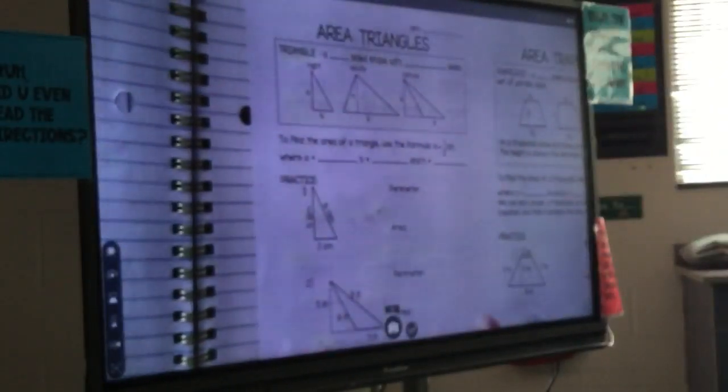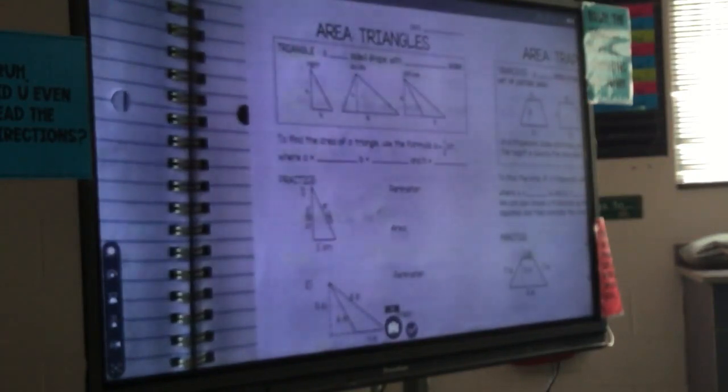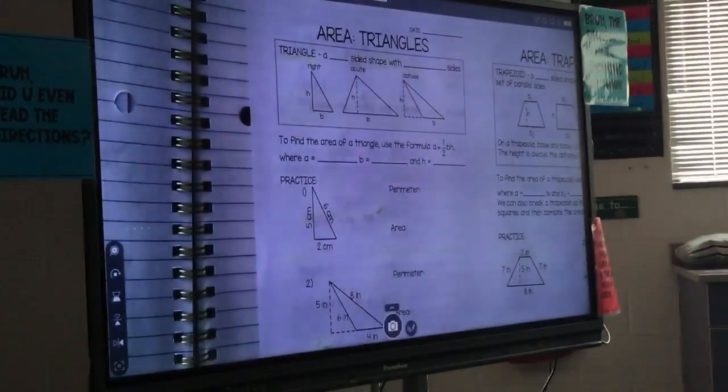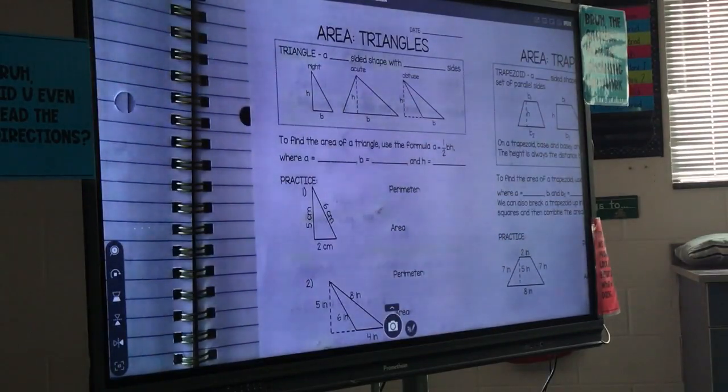All right, so now we are finding the area of a triangle. What I need you to think about when you're talking about triangles is they are half of a rectangle or a square. So essentially, you're taking the base times the height, and then you're multiplying it by half, or you're dividing it by 2, depending on what you want to do. But it is half of the area of a square.